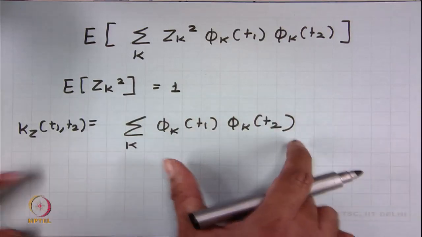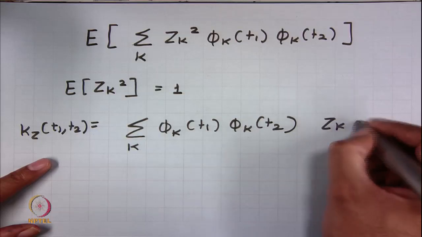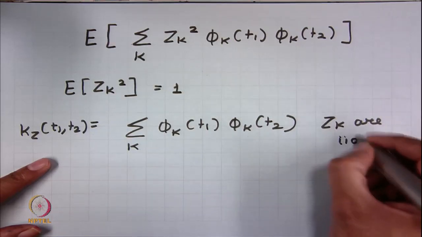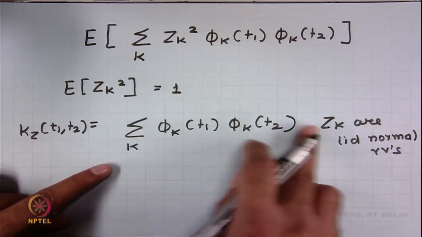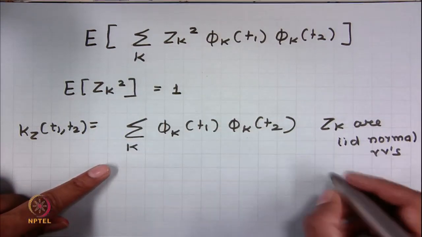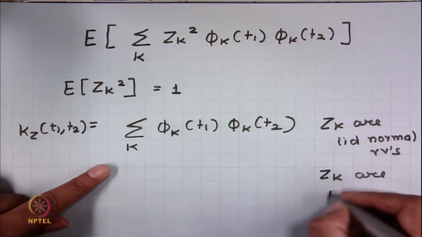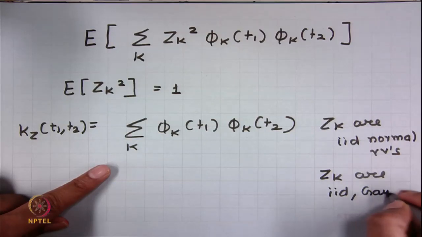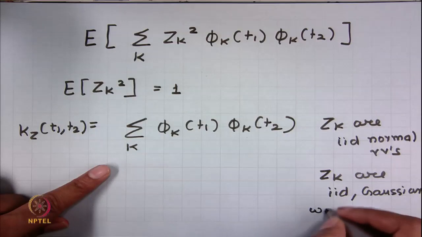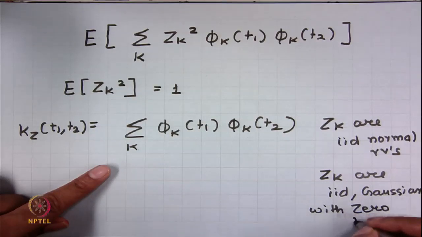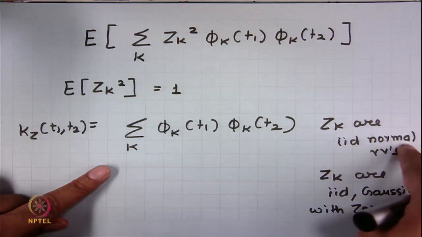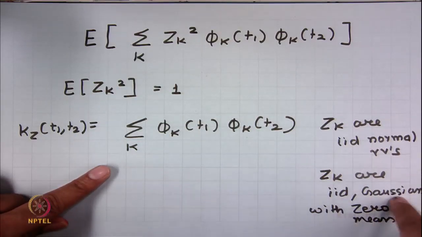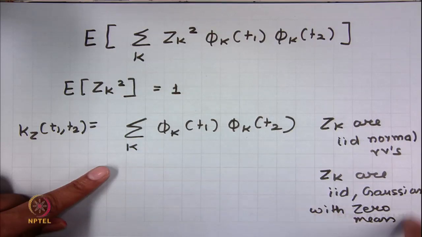Now, this we have obtained assuming that z_k are IID normal random variables. You can use the same steps, and if we assume that z_k are IID Gaussian with 0 mean, mean is 0, but variance is not 1, that is the only difference. So, we did it for a case where they were IID and normal, so variance was 1. Here you can generalize it to the case where this is Gaussian. Still we are assuming 0 mean because mean is not so important, we can always plug in the mean or take out the mean.